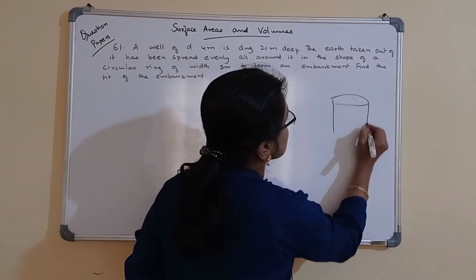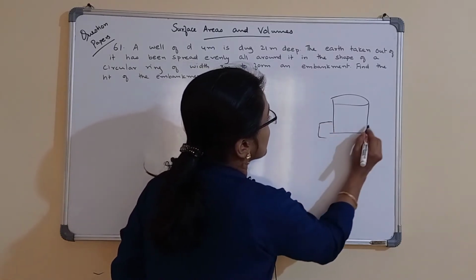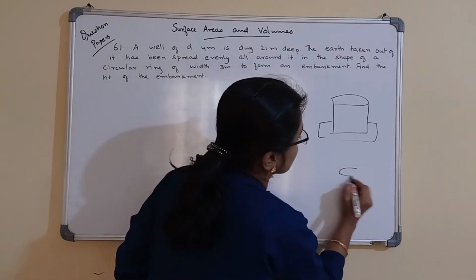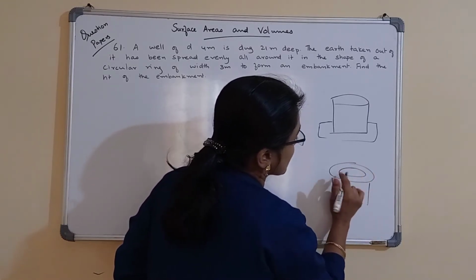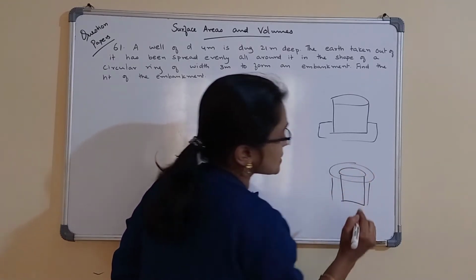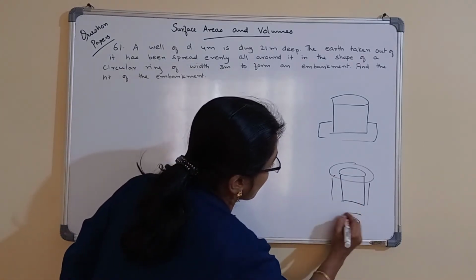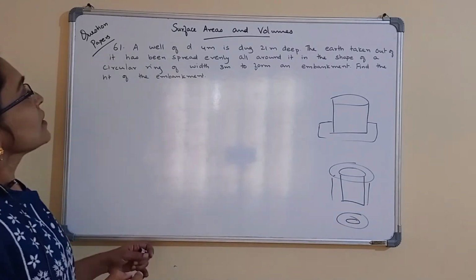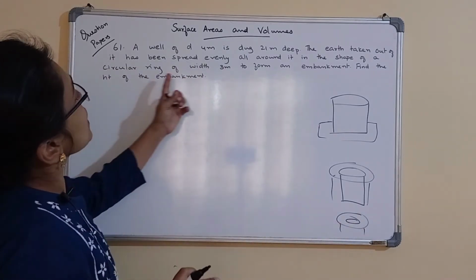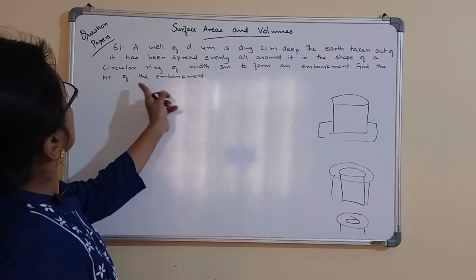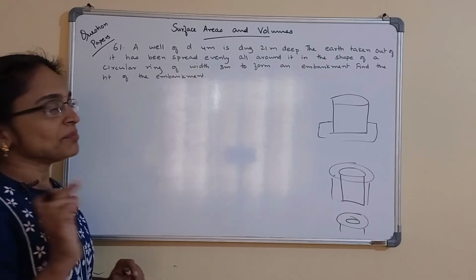That is, a well is there and the earth taken out is spread evenly to form an embankment, and the embankment will be like a ring. That is, this inner part is the well and this outer part will be the ring. So it will be in the form of a ring with some height. Okay, so find the height of the embankment. We have to find the height of the embankment.